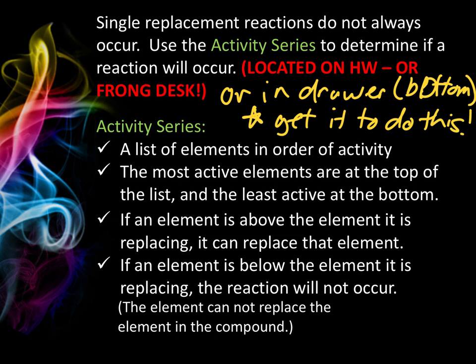So basically we use this list to figure out if something is more active than the other. If something is more active than the other, it will replace it. If it doesn't, there's no reaction. Think about it: if I'm putting iron in water, most likely nothing's gonna happen. After a long time some rust may happen, but if I generally drop a chunk of metal in water, nothing really happens. So as a chemist, you have to know if there's gonna be a reaction or not. And if you know that, then it makes this pretty easy.